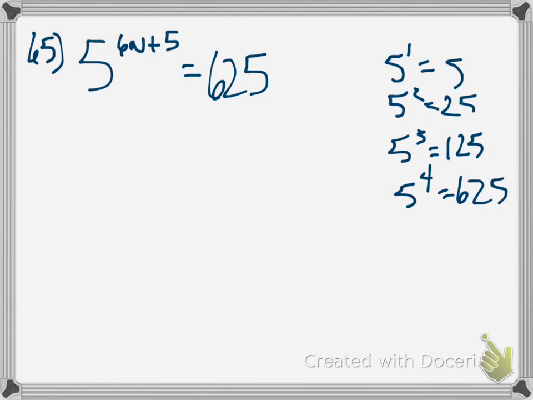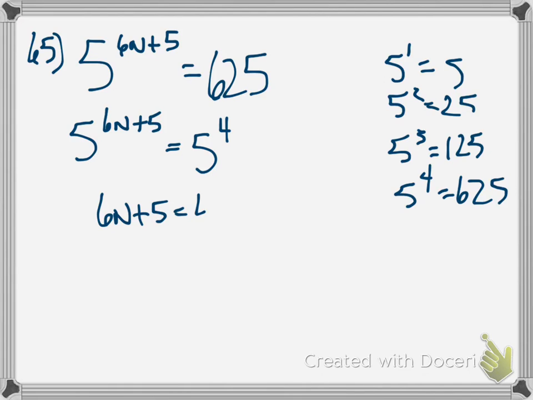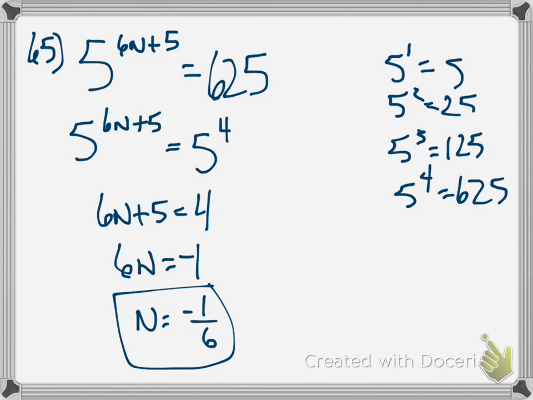Okay, so that means this is 5 to the 6n plus 5, and 625 is 5 to the 4th, so I can get rid of the 5s and say 6n plus 5 is equal to 4. Then I can subtract 5 to get 6n is equal to negative 1, so n is equal to negative 1 over 6, because I can divide, and there I go. So you can kind of see how those can be done. It really shouldn't hopefully be too hard.